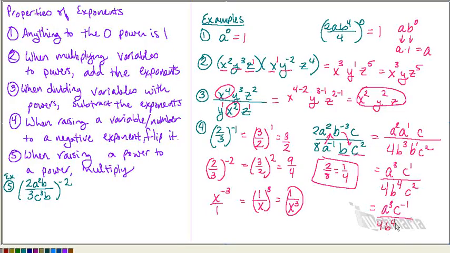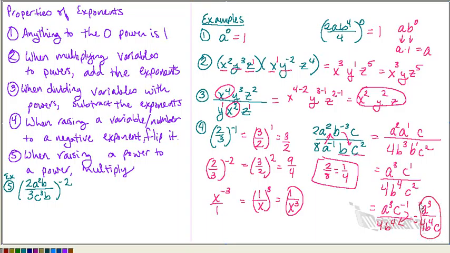One other thing, though, is that we don't like to leave something with a negative exponent. So rather than leave it with a negative exponent, we're going to use property 4 that says we're going to flip this down to the bottom here, and we'll get our final answer here of a cubed over 4b to the fourth c.